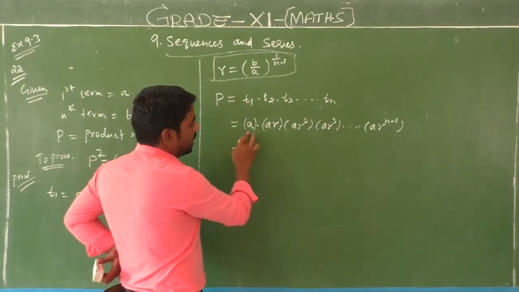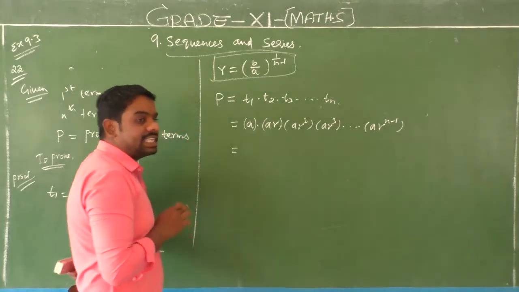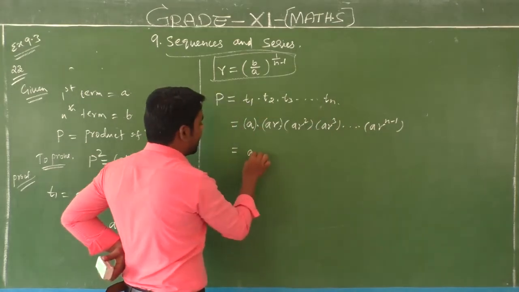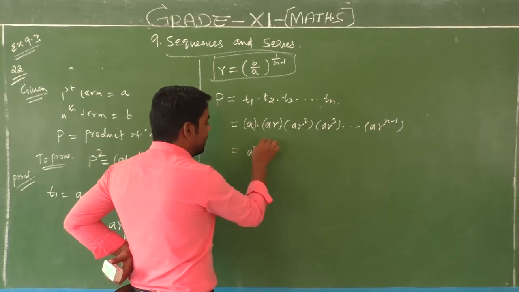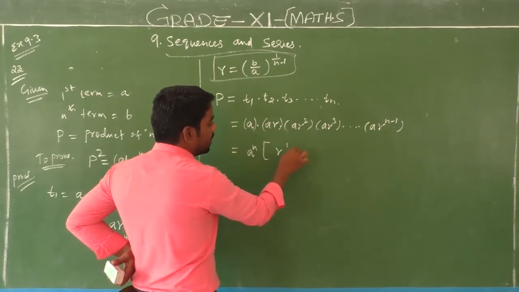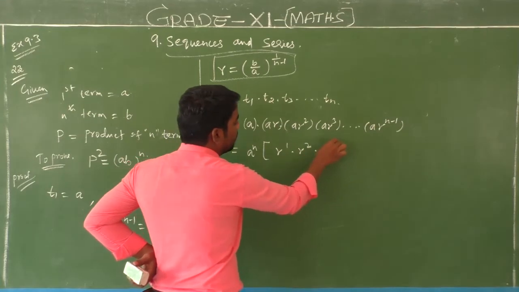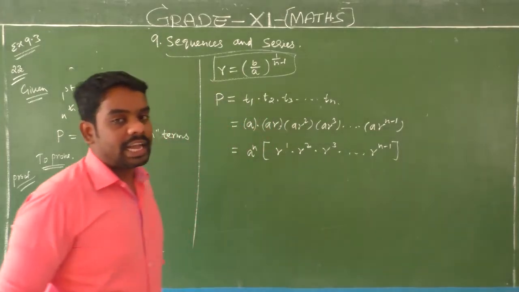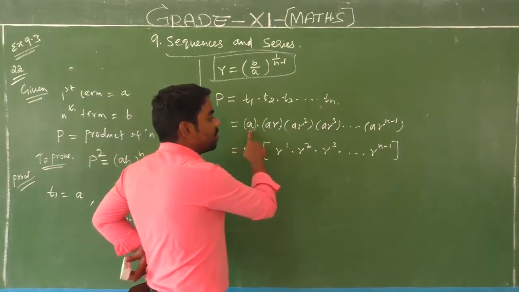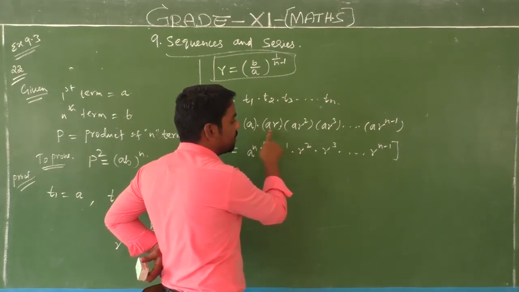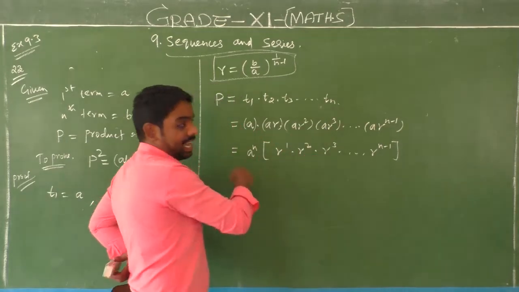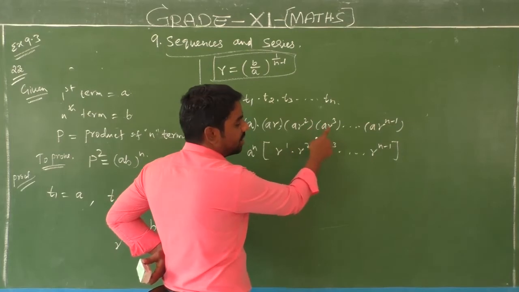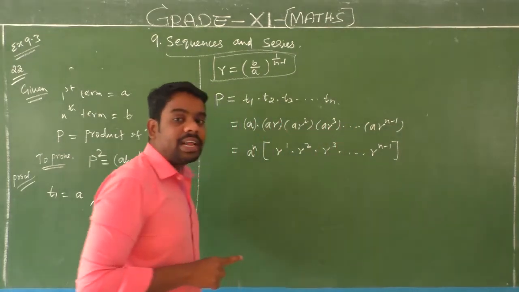A appears n times. Multiplying A into A into A, n times, is A power n. So we get A power n into r power 1 into r power 2 into r power 3 and so on up to r power n minus 1. A is multiplied n times, so A power n, and the remaining is r power 1 into r power 2 into r power 3 and so on up to r power n minus 1.